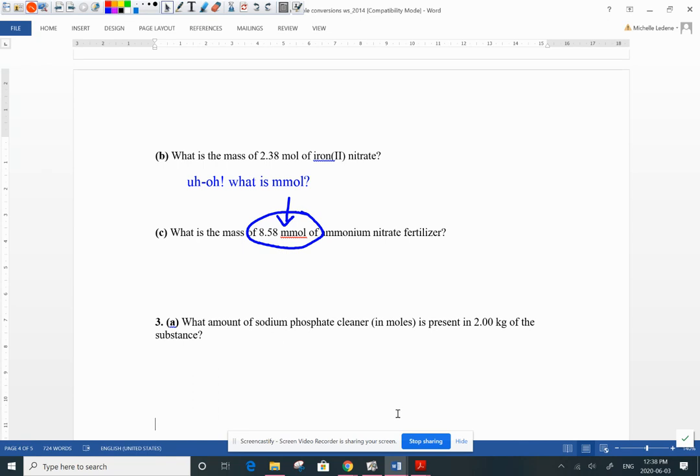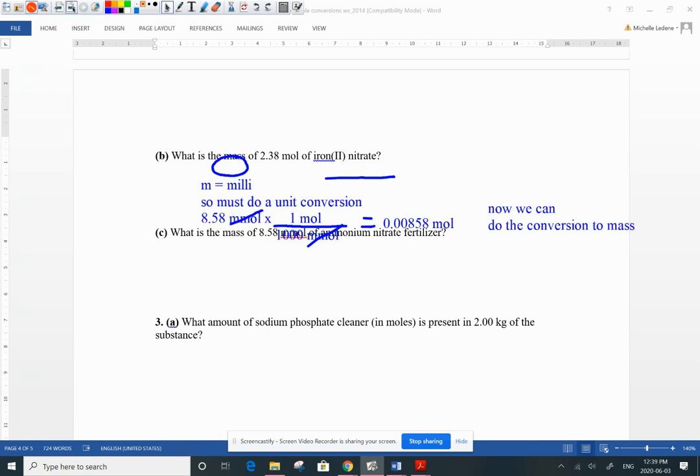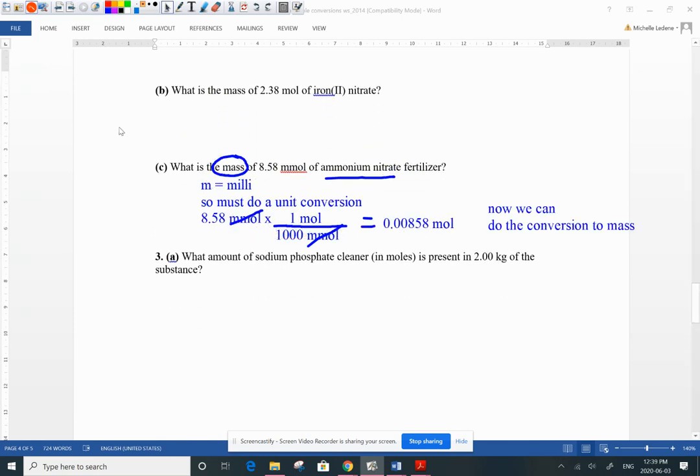Here's another example where, oh, what is this? What is this mmol? This little m here. You guys remember for our units and unit conversions, this is our metric unit, milli. And so we've been given millimoles of this compound. We have to convert that before we do any work to find mass. We have to do a unit conversion.